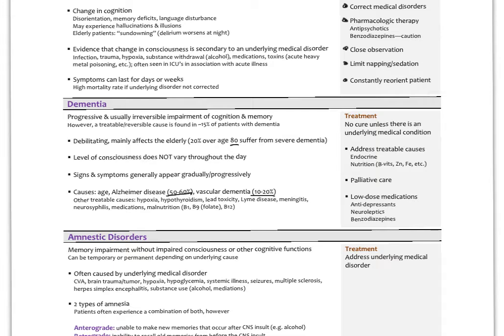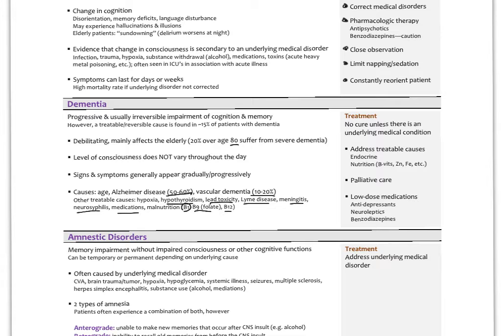Other treatable causes would be hypothyroidism. That's a pretty common one to think about. A lot of elderly are not fully worked up for hypothyroidism, and that is a reversible cause of dementia if that is addressed early enough. Lead toxicity, Lyme disease, meningitis, neurosyphilis, that's the tertiary syphilis, medications, and then severe malnutrition. B1, folate, and B12 are the three most common nutrients that we find. Zinc would be another one in there. All of these could be micronutrients that are used to support a patient with dementia. Might not reverse their dementia, but might prevent further degradation.